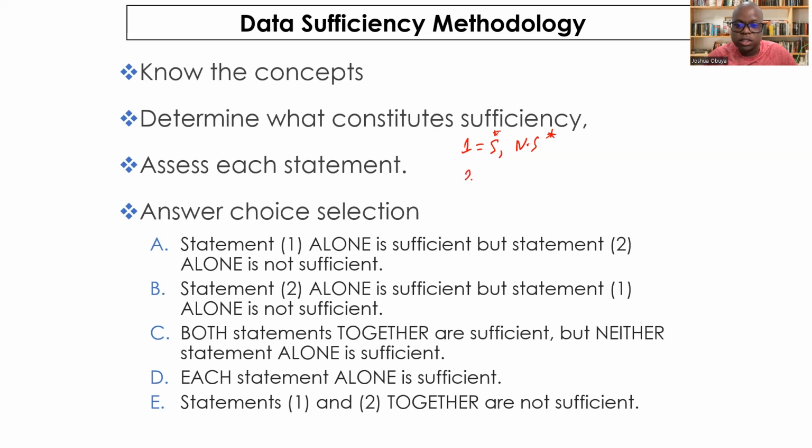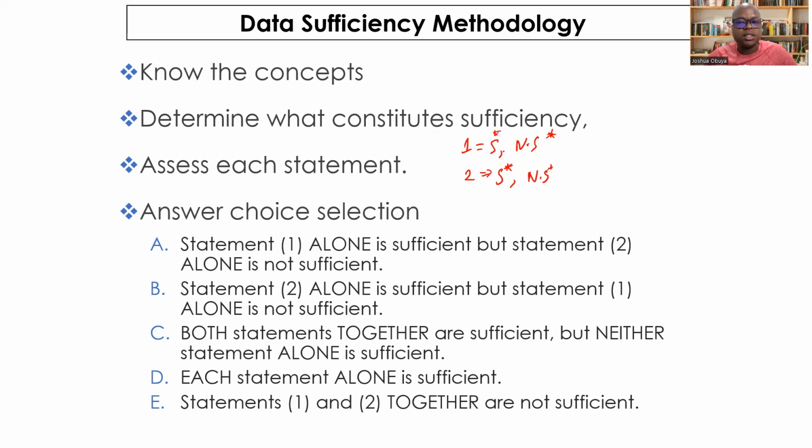Then next, go to the second statement and assess it. Is it sufficient to answer the question, given the parameters you put in place to determine sufficiency? If it is, you mark it as sufficient. If it's not, you mark it as not sufficient. Once you do this, you can go ahead and select your answers. And this is what brings us to the third part of the methodology, selecting your answers.